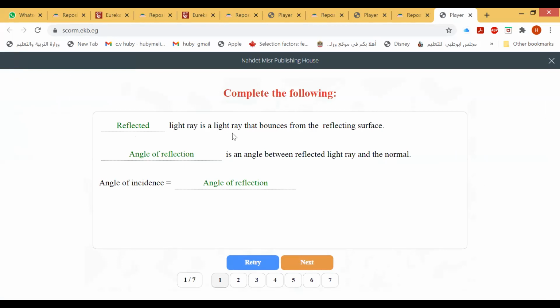What light ray is a light ray that bounces? Reflected ray. أول ما يقول لي bounce, أقول له reflect, not incident. Angle between reflected and the normal, يبقى طبعا angle of reflection. طب angle of incidence. يبقى angle between what? Incident light ray and the normal. Angle of incidence equal angle of reflection. This is the first law of reflection.